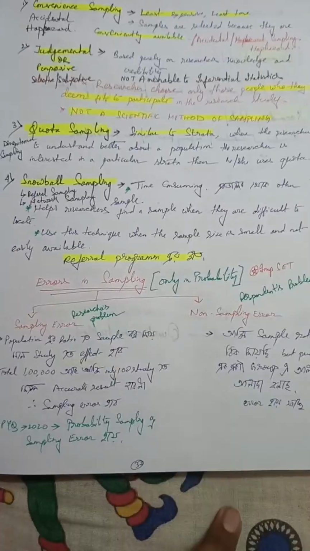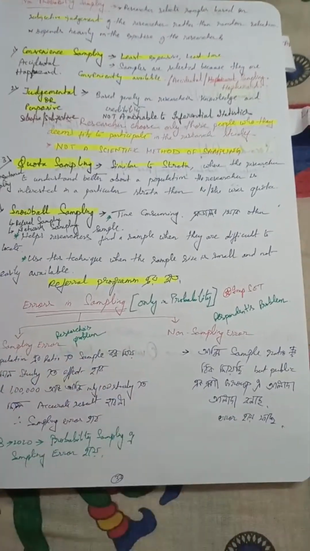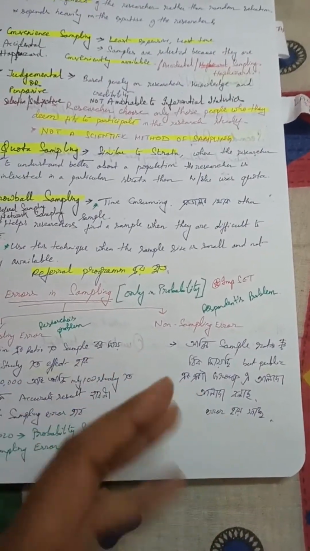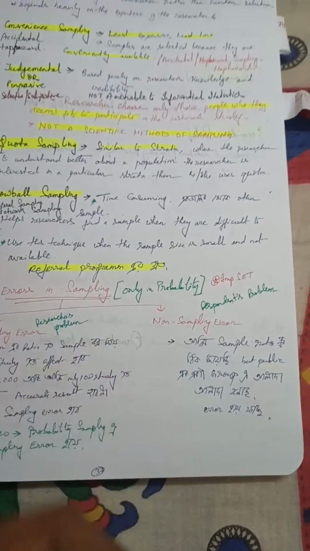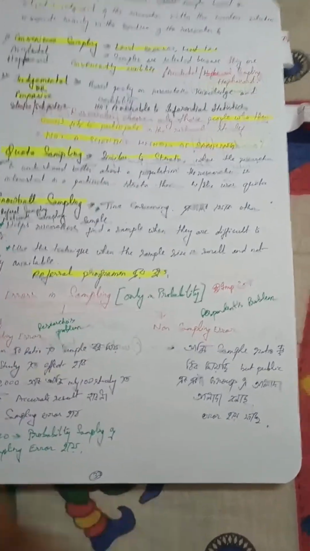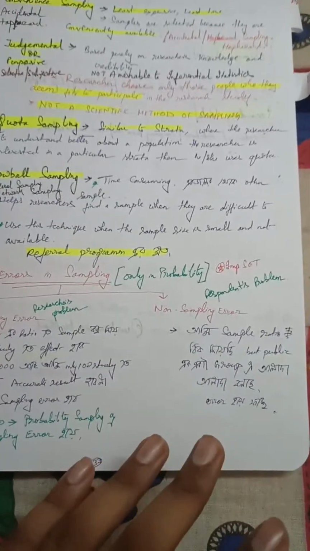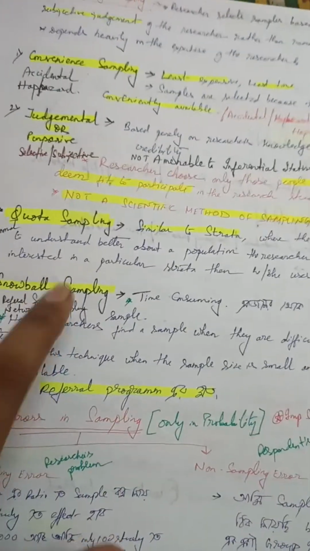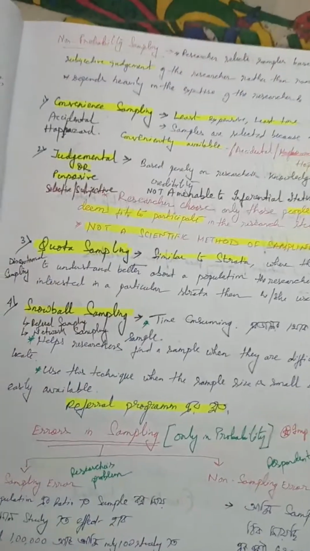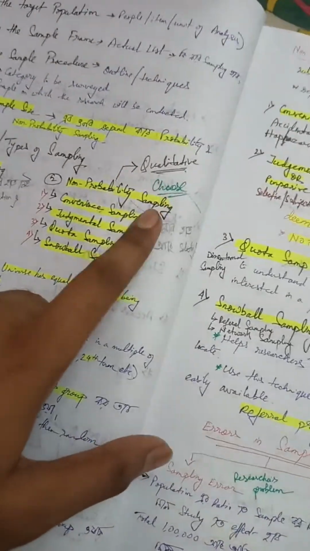Error can be divided into two parts: sampling error and non-sampling error. Error in sampling only occurs in probability sampling, because I don't know whom I am taking as the sample. But in non-probability sampling, there is less room for errors. Because in this case I am judging, I am giving the quota, I know that this particular individual is good in finance, so there is no room for error. In probability sampling only there is room for error.